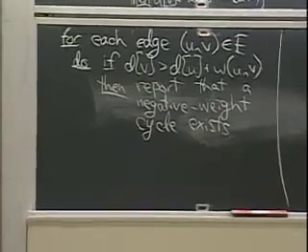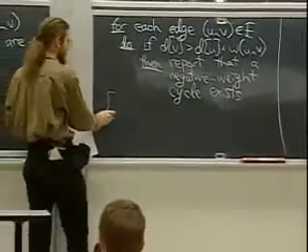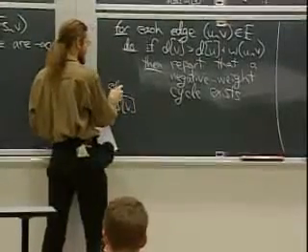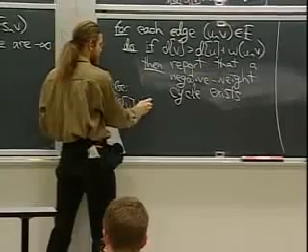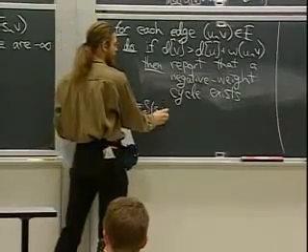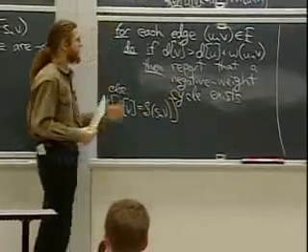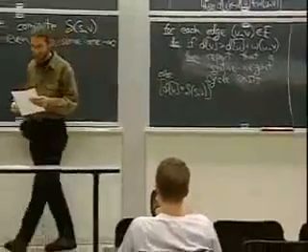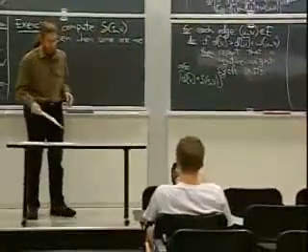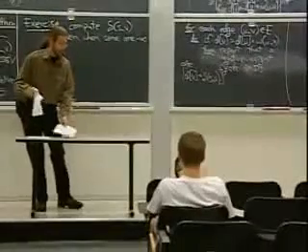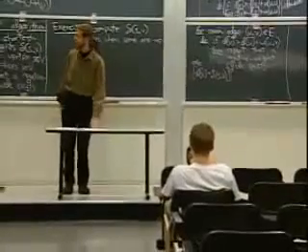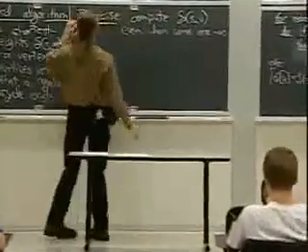That's the algorithm. So the claim is that at the end, we should have D of V equals delta of S comma V for every vertex V. If we don't find a negative weight cycle according to this rule, then we should have all the shortest path weights. That's the claim. Now, first question is, here the running time is very easy to analyze. So let's start with the running time. We can compare it to Dijkstra, which is over here.